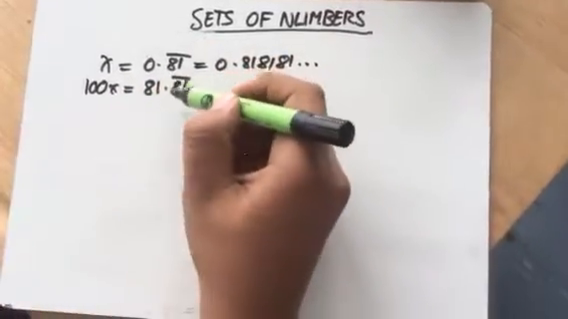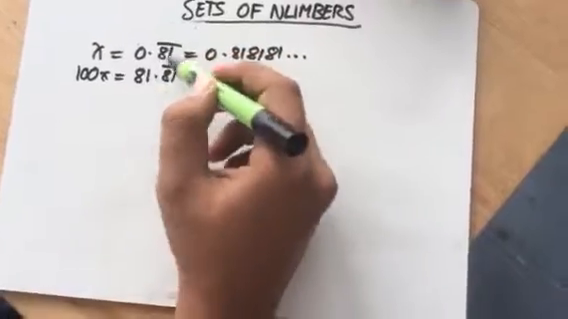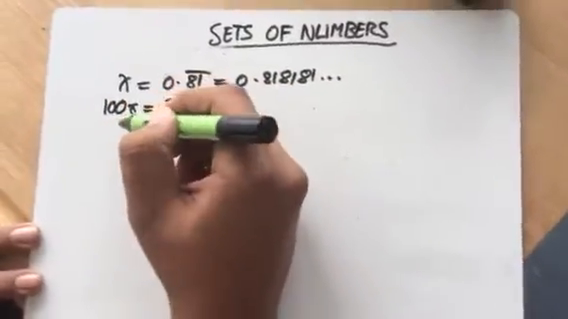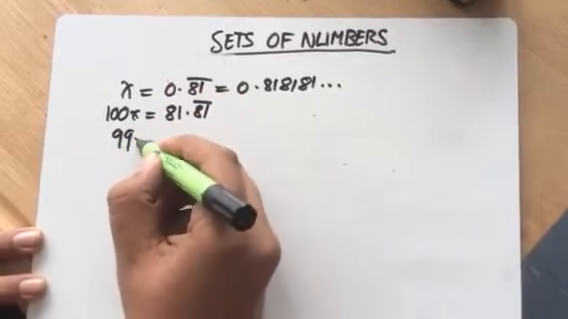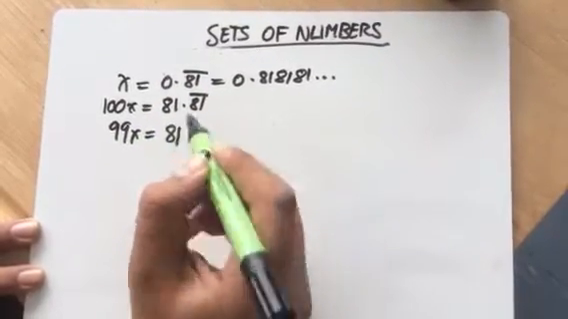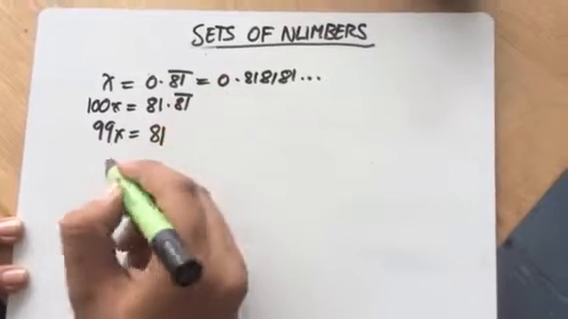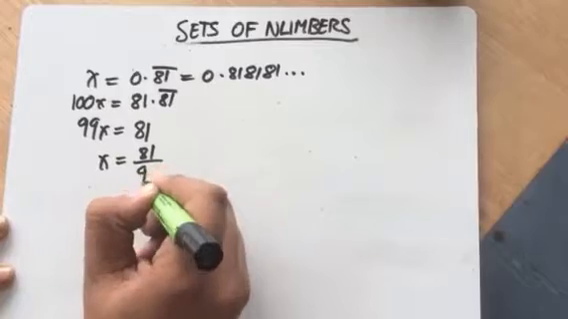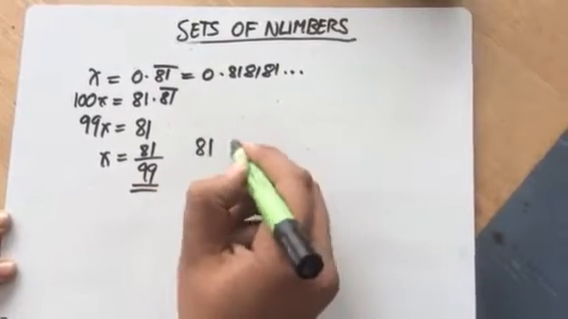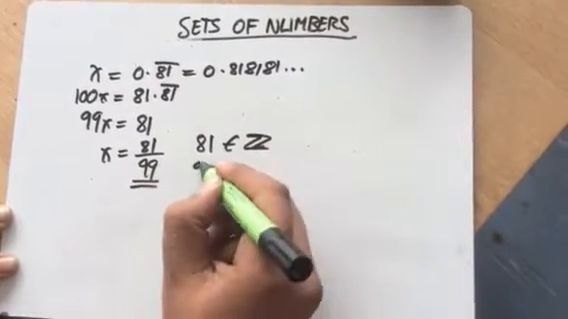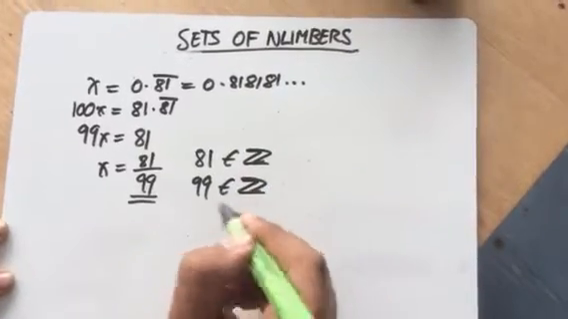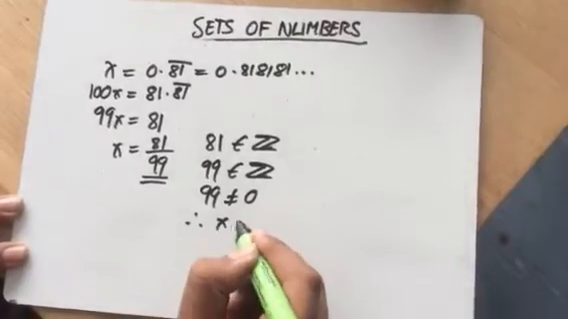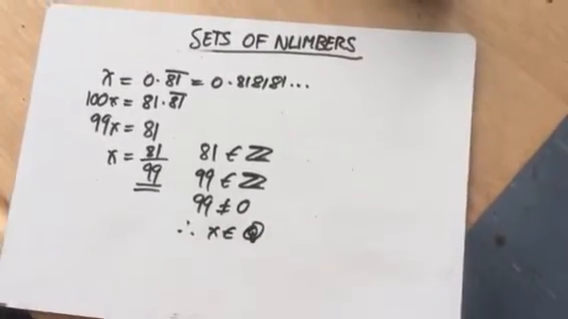Now notice how the part of the number after the decimal is the same. So if you subtract x from 100x, you get 99x on this side, and you get 81, because these two parts cancel. Then dividing both sides by 99, you get x equals 81 over 99. Now 81 is an element of Z, 99 is an element of Z, and 99 is not equal to 0. Therefore, x is an element of Q.